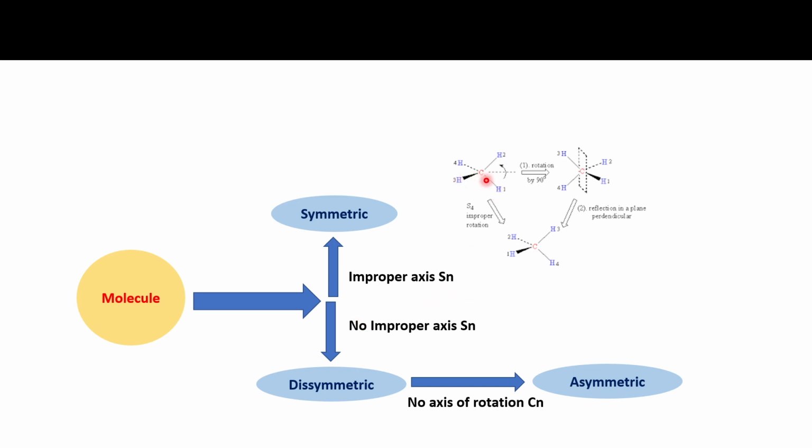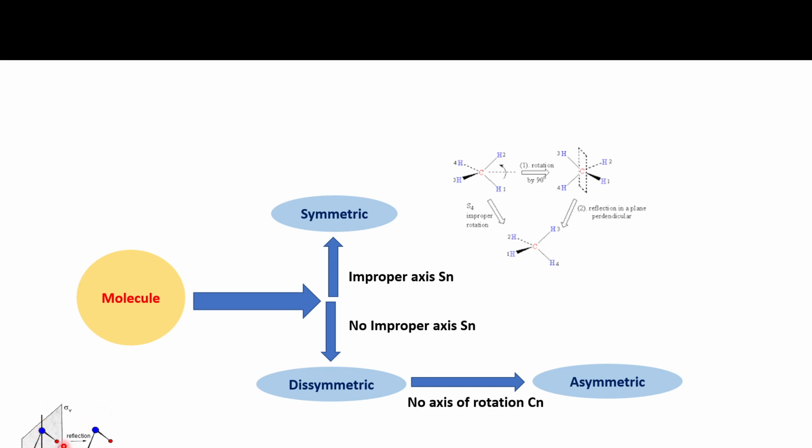Like in this example, if you rotate this molecule by 90 degrees, these two hydrogens replace each other. Then after rotation, if you reflect this molecule, you get the same structure as this molecule. So this molecule has an S4 improper rotation. If a molecule has S4, it is a symmetric molecule, so this molecule is not chiral.